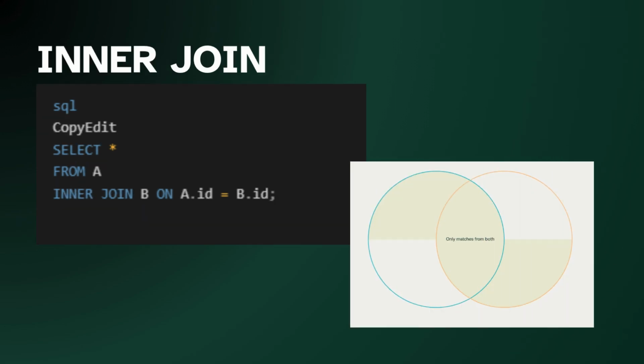Inner join shows only the matching rows. If there's no match, that row is left out.